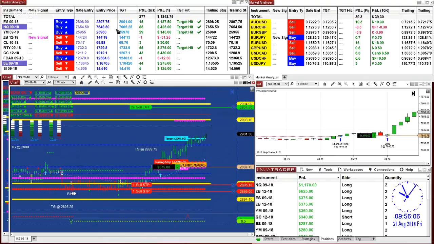We have a new signal on the 30-year Treasury bond. As you see, the direction on the new signal is sell, and the sell entry is 44.18, and the target is 44.13. You know, and now this is the new signal coming up.